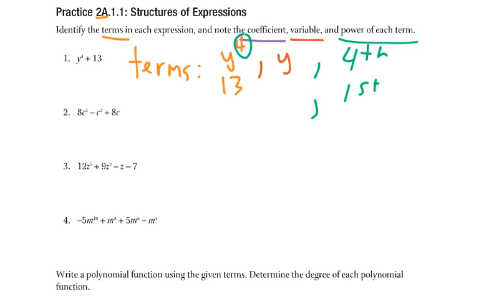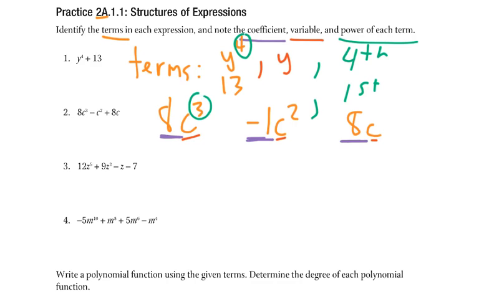So let's take a look at number 2. We have 8c cubed minus c squared plus 8c. So we have three terms. So we've got 8c cubed, negative 1c squared, because it's minus c squared, and 8c. So those are our three terms, right? So our coefficient would be 8, negative 1, and 8, because they're the numbers multiplied by it. Our variables, obviously, are c, three of them, and the power would be to the third, squared, and to the first. If there's no power, we automatically assume it's to the first.